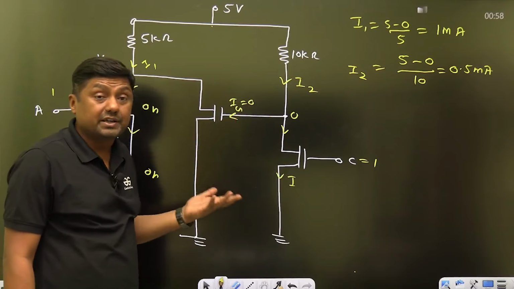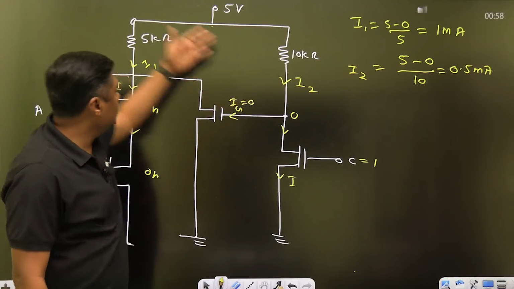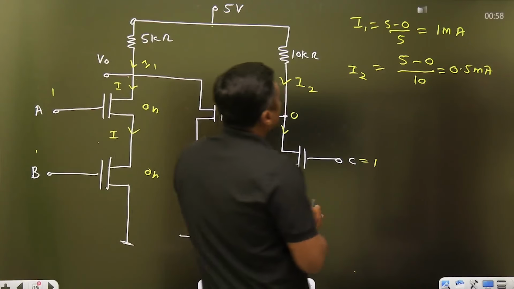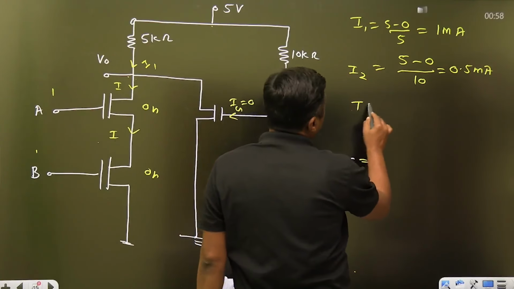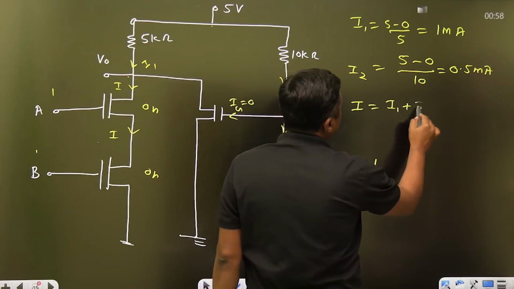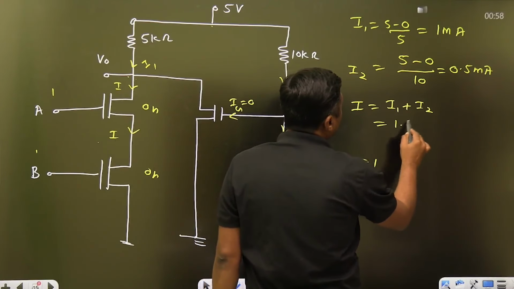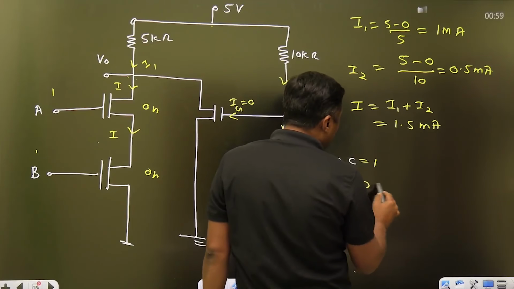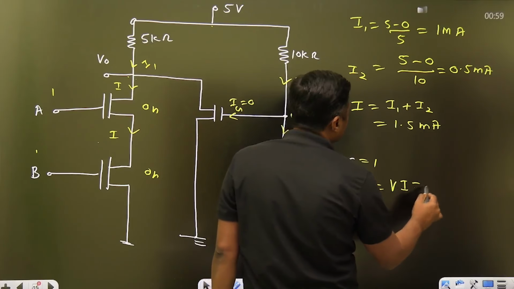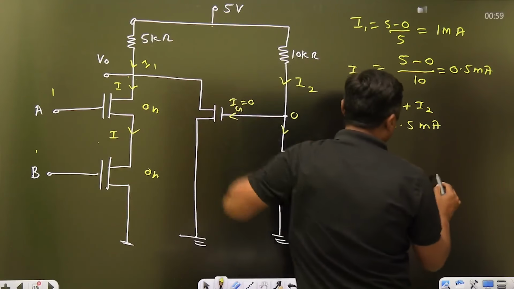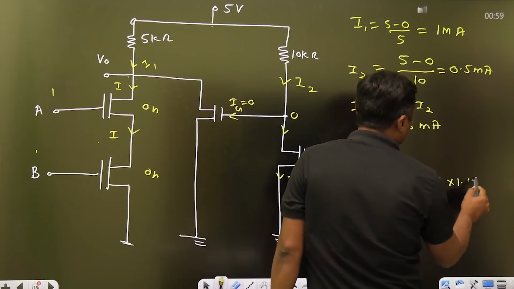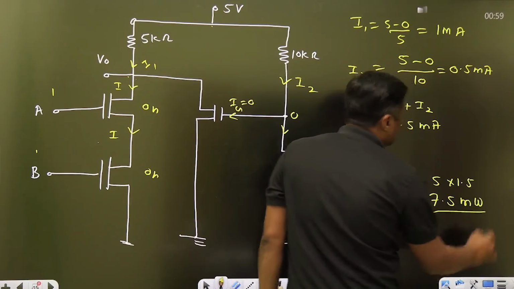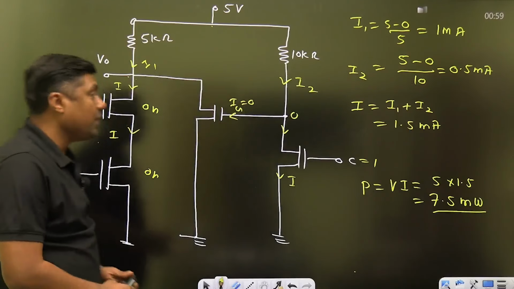So what is the worst condition? When there is a I2, when there is a I1, then there will be the maximum current given by the battery. So what is the total current given by the battery? I1 plus I2. That will become 1.5 milliampere. What is the power given by the battery? V into I. So 5 value of the battery into current 1.5, so this will become 7.5 milliwatt. Maximum power delivered is 7.5 milliwatt.